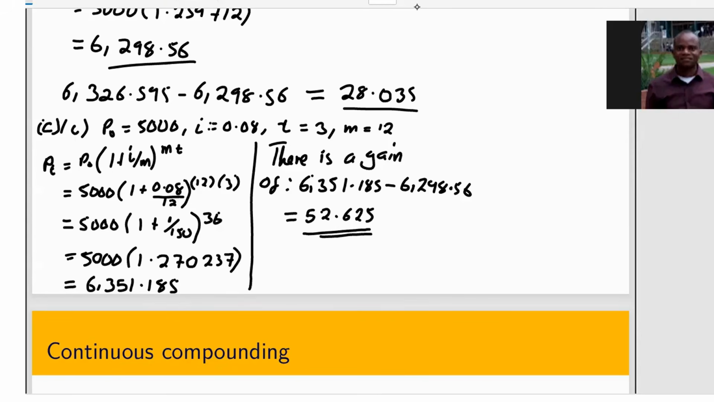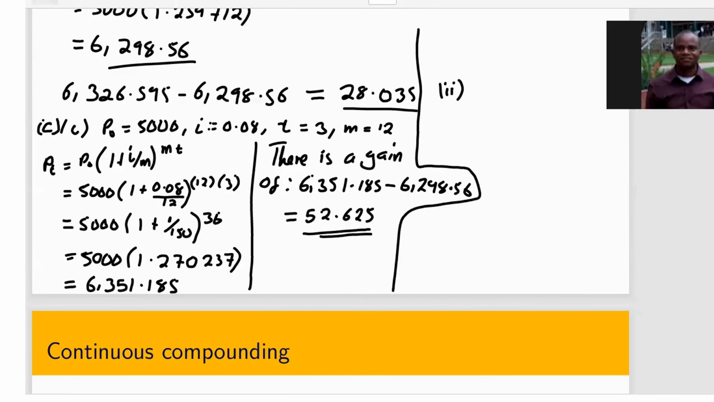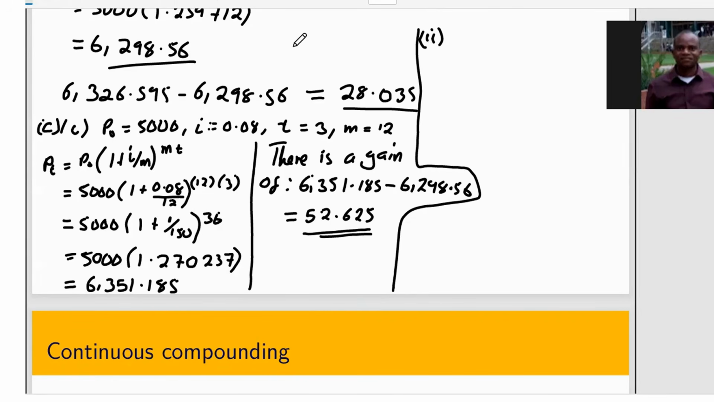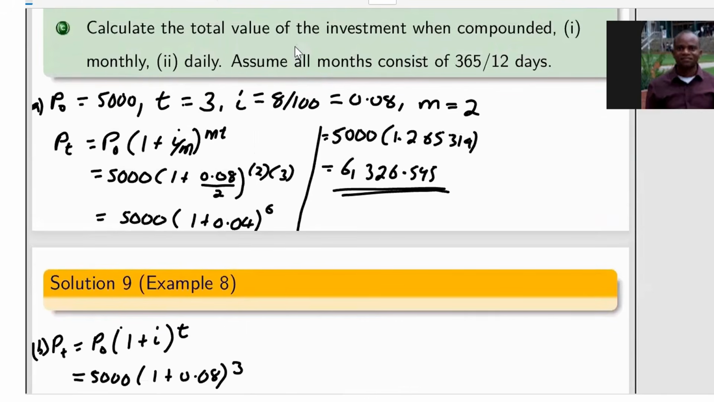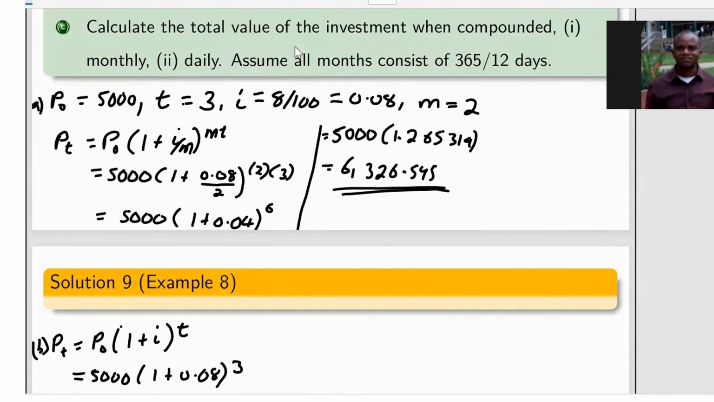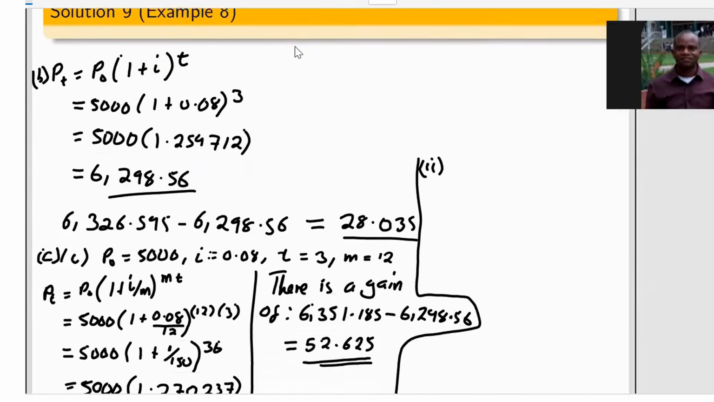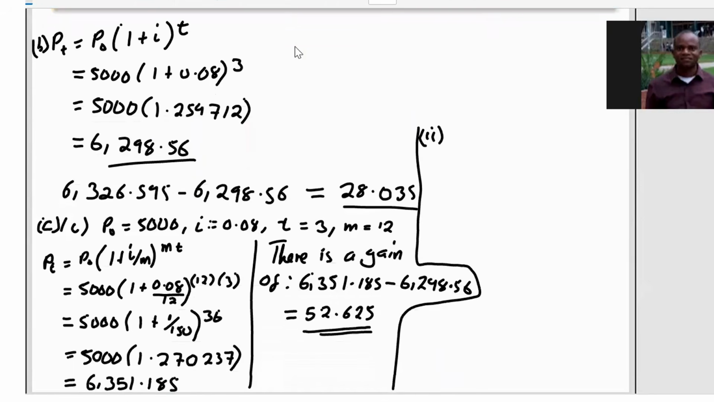Let us look at part number 2. So part 2, just create a small board here. Part number 2, it says we need to compare this when interest is compounded daily. So daily, we assume that in a year there are 365 days. So we still use our formula. Let me just get this bigger one.